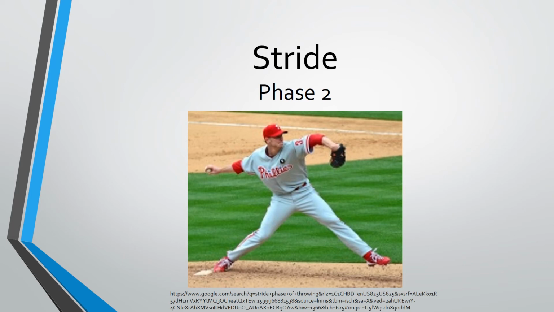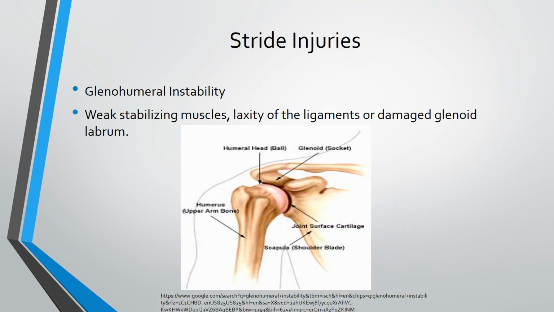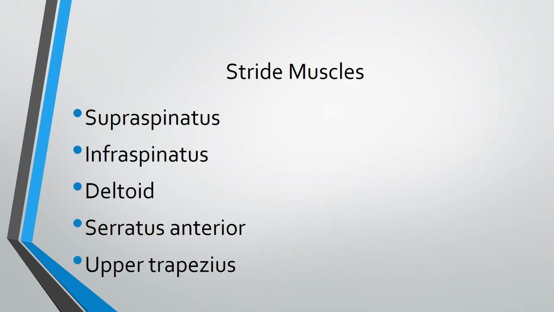Phase 2 of throwing mechanism is the stride phase. Stride injuries include glenohumeral instability, which is weak stabilizing muscles, laxity of the ligaments, or damaged glenoid labrum. Stride muscles include the supraspinatus, infraspinatus, deltoid, serratus anterior, and the upper trapezius.